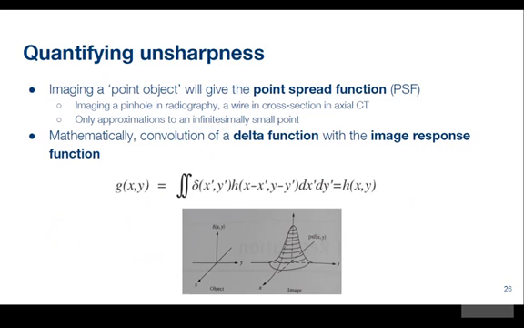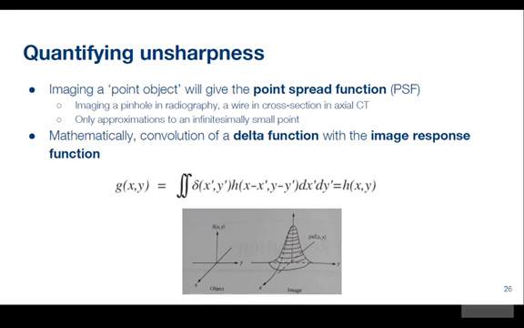So we like to be able to quantify these effects. One way of thinking about it is to think about what we would get in our imaging system if we just imaged a point source, or a point object. This would give us what we call the point spread function, because if we have an infinitesimally small point source or object that we're trying to image, so for radiography it could be a pinhole, which is actually quite a hard thing to do because it's also only an approximation, then we would get a measure of the point spread function.